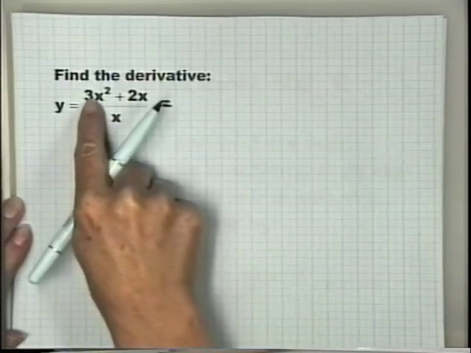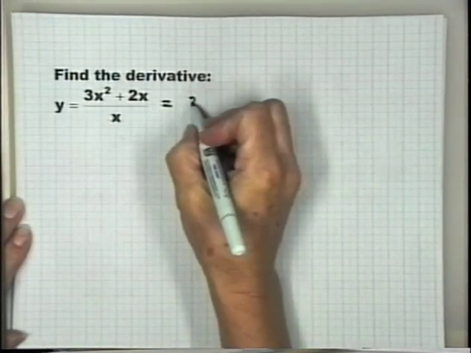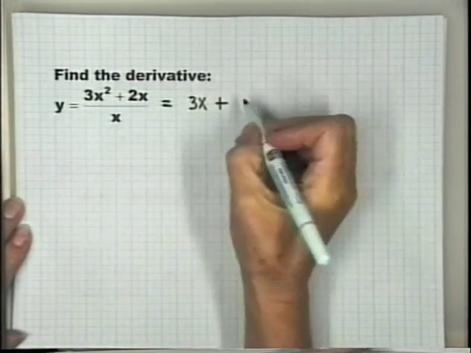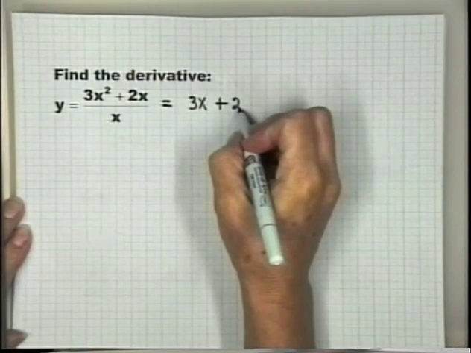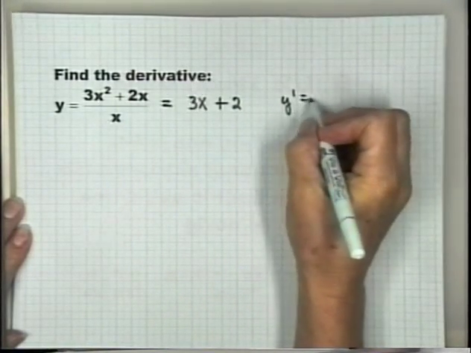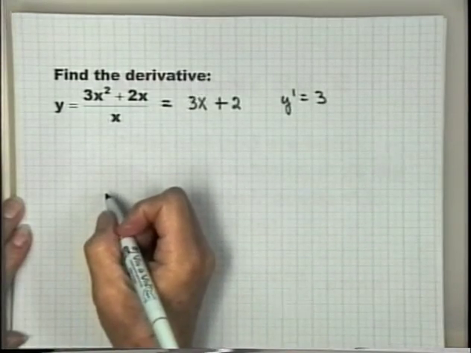In other words, I can divide x into both of these terms. X into 3x squared gives me 3x, plus x divided into 2x gives me a 2. Notice if I actually divide that out and write it like this, the derivative is just going to be a 3. What I want you to see again is what not to do.